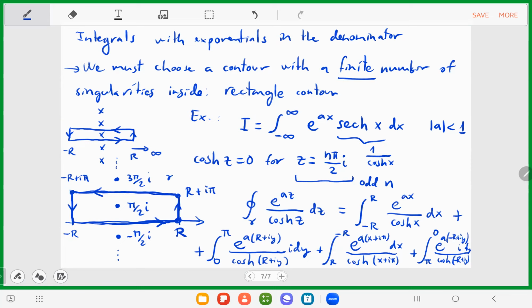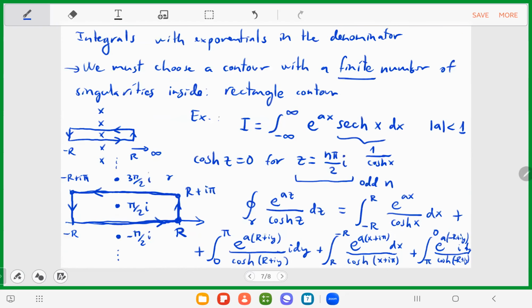What happens when we take r going to infinity? That's the interesting thing, of course. The first of the four line integrals will become the integral I. That's fine. How about the other three?